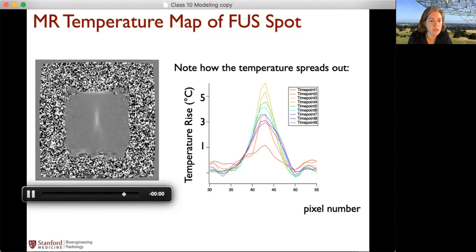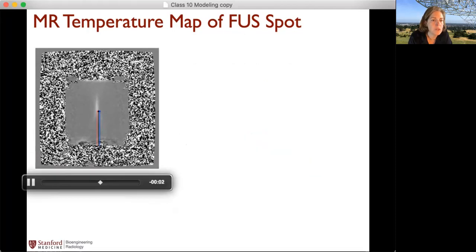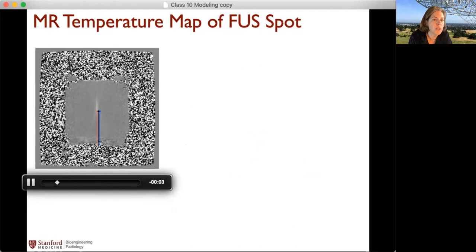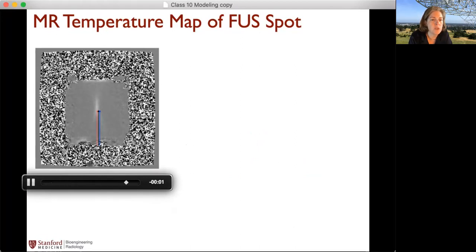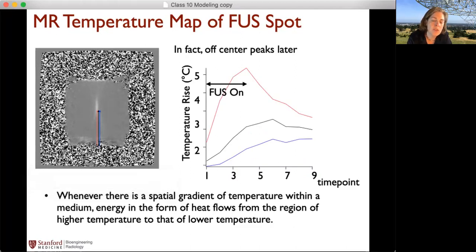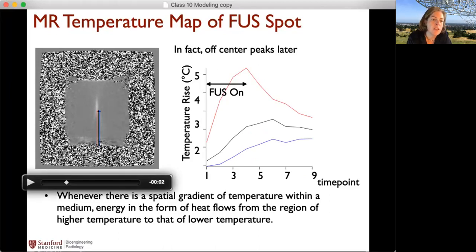So in fact, on my next one, I'm going to plot 3 different points over time. One's right in the center of the focal spot, and then 2 that are adjacent to it. What we see is in the center of the focal spot, of course, it's the most peaked when the ultrasound's on, and then it decays away. Adjacent to that, you see that it's peaked at a later time point, and then adjacent to that, it's peaked at the very end. So what's happening is that the ultrasound is depositing heat in the center, and then it's conducting away.